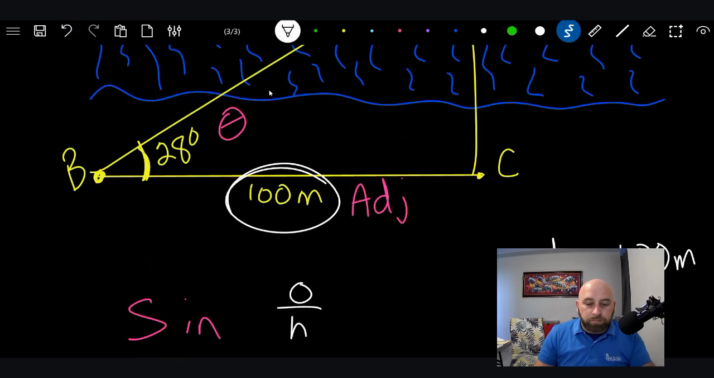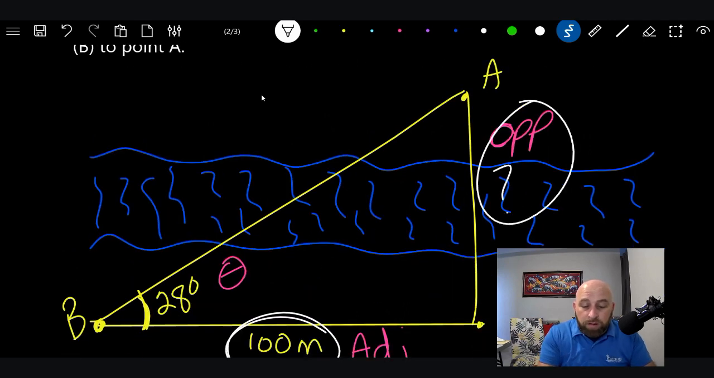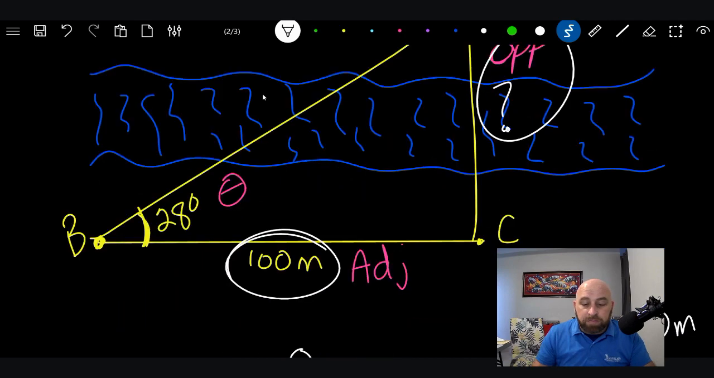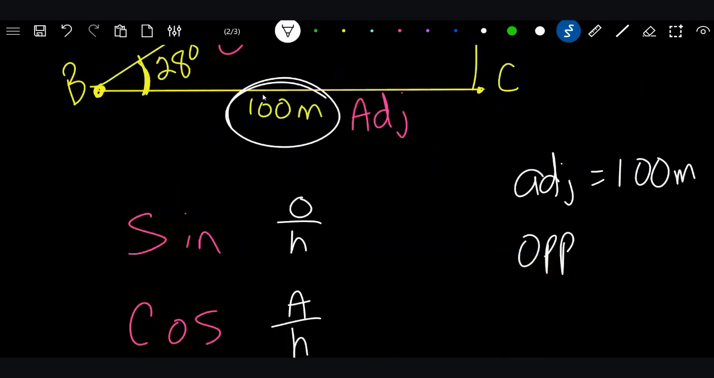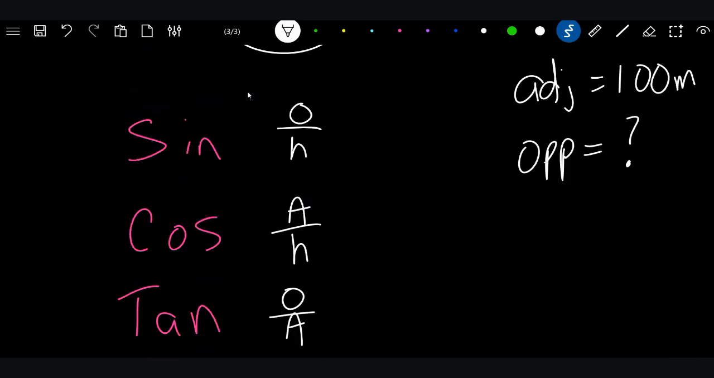Okay. What are we looking for? What's our question mark? Well, it's right here. It's the opposite. So our opposite is our question mark. So let's look at these ones. Which one are we going to use? All right, so let's look one by one. Are we going to use sine?